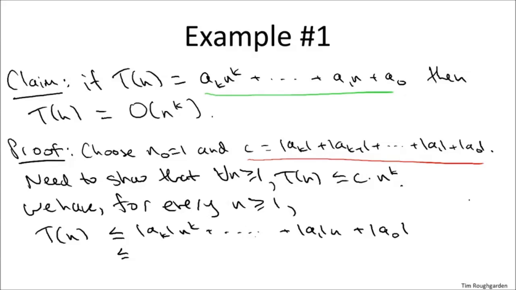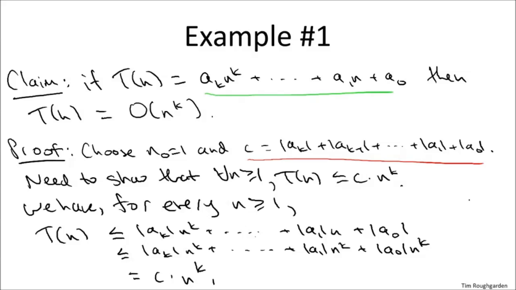Now the coefficients are all non-negative, so the overall number only goes up. So this is bounded above by the absolute value of ak n to the k, up to absolute value of a1 n to the k plus a naught n to the k. I'm using here that n is at least 1, so higher powers of n are only bigger. And now you'll notice this, by our choice of c, underlined in red, is exactly equal to c times n to the k. And that's what we had to prove.